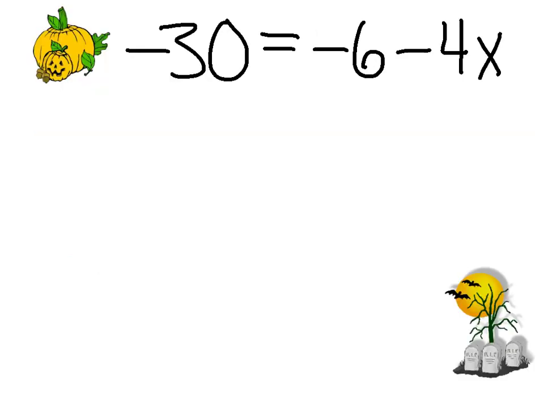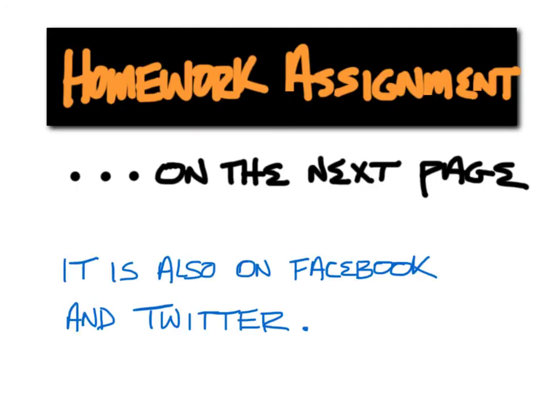Example problem number 7. I think we're out of time.